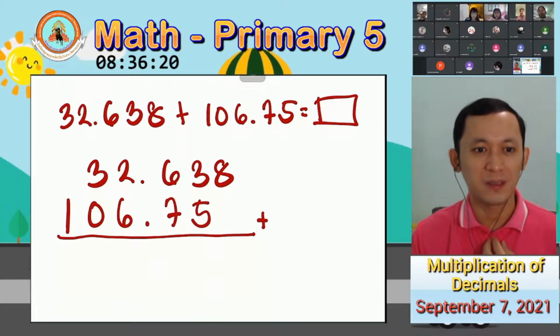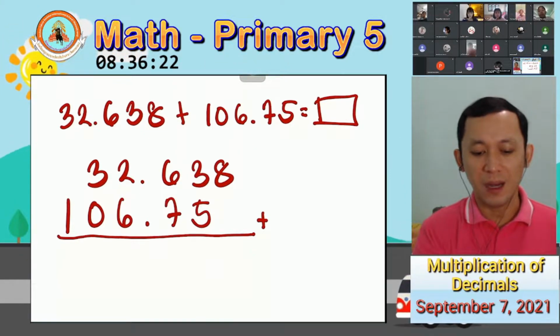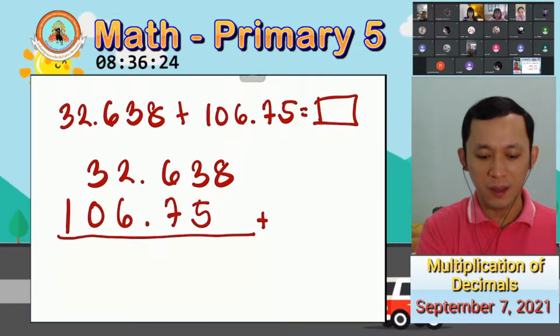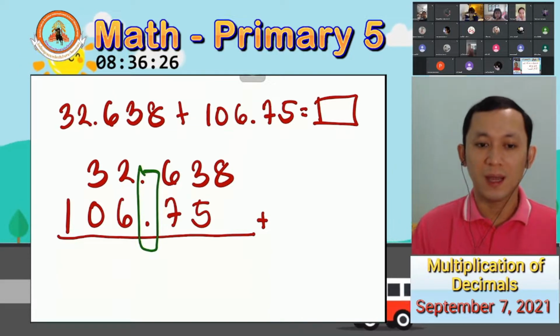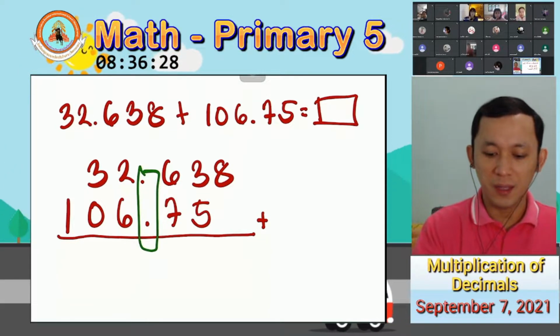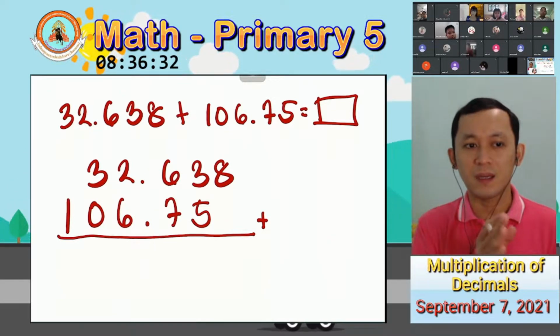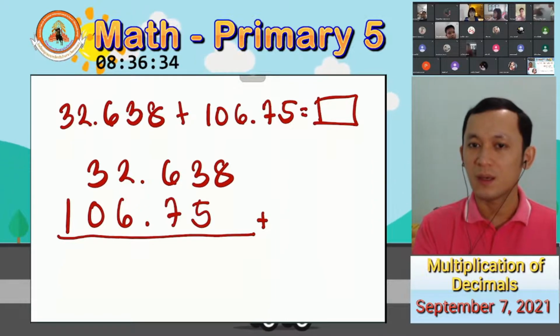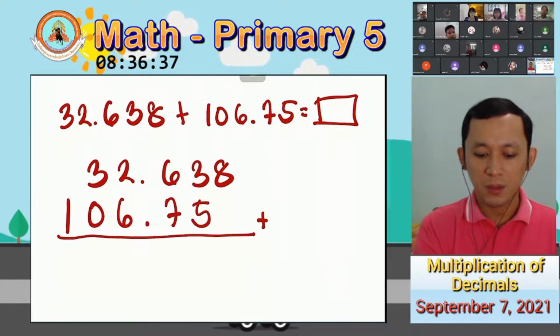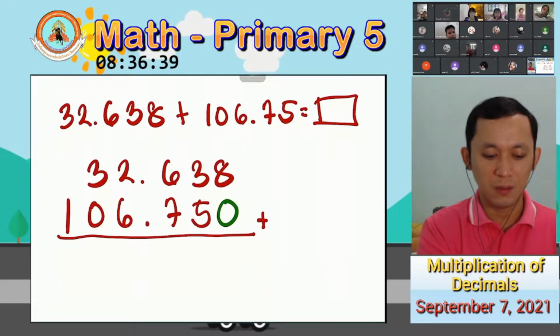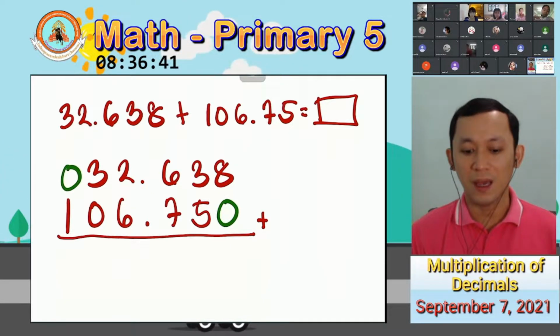Because our decimal points are already aligned. So how about the other missing spaces, teacher? Missing empty place values, we can just add 0. Okay, no problem with that. You can just add 0.